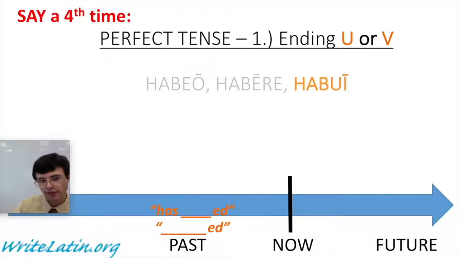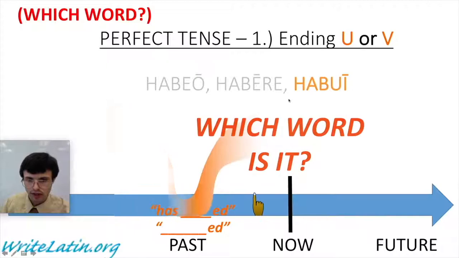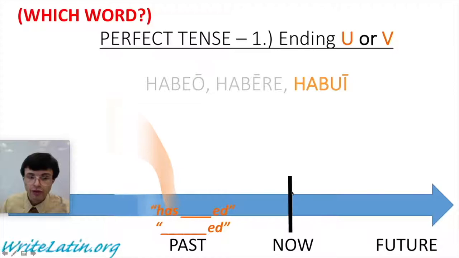So let's start the practices. Which word is this one? Take the third principal part, remove the ending, habu, and then put the correct person, it, habuit. Try the next one. Habuerunt, right? And you can practice all the rest.